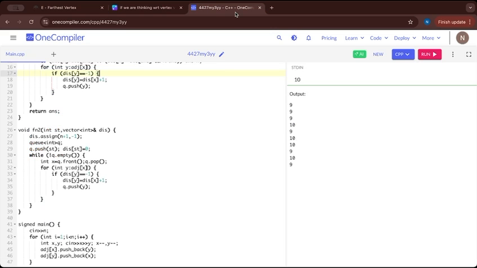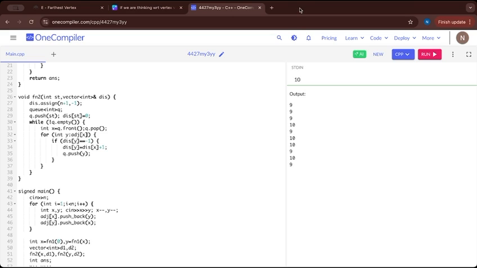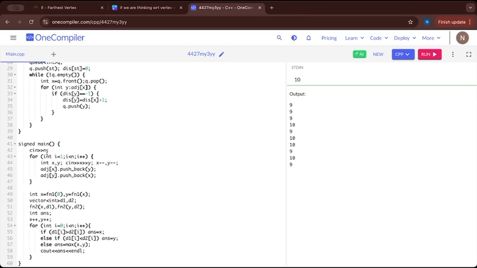Let's check the code. So firstly, input the values, and then we have to find the end, the edge of the BFS, right? So firstly, int x is equal to function 1 of 0. So we are doing BFS for 0, and x is the vertex that is farthest from 0, and if there are many, it will find the largest one.